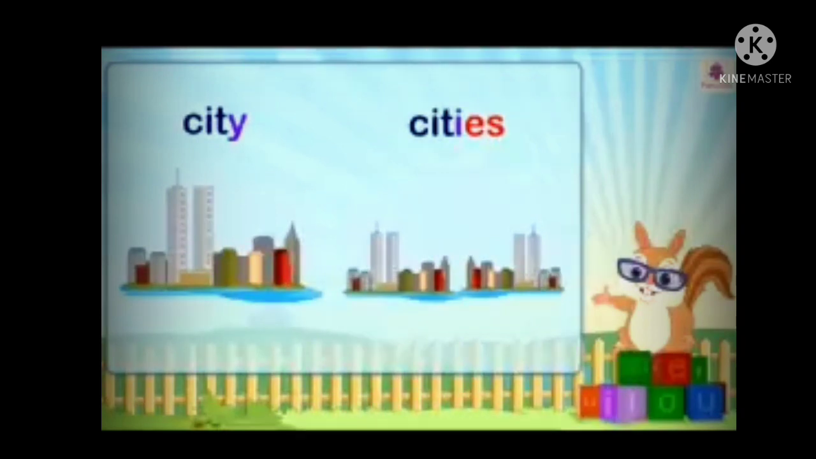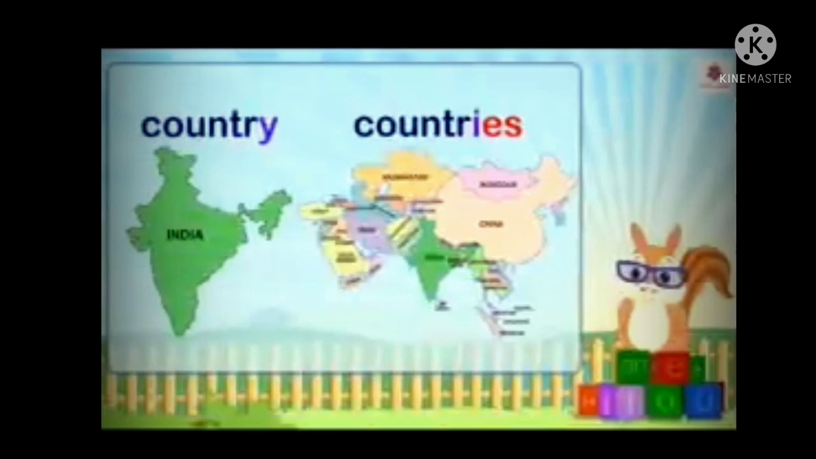Similarly, we will do the next, country. C-O-U-N-T-R-Y, country. This word also ends with y, and before y, r is there, and r is also a consonant, so we will put i instead of y and add es. It becomes countries. Singular form is country and plural form is countries.